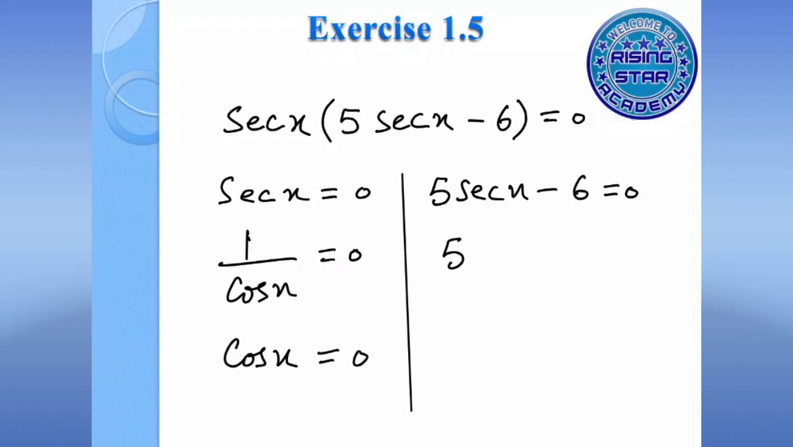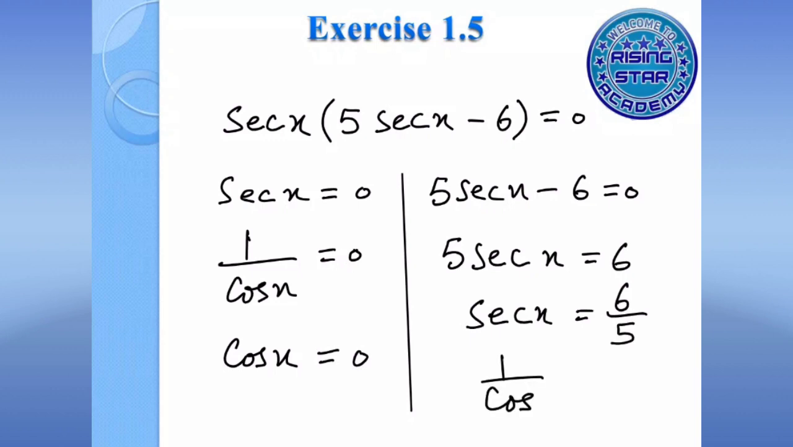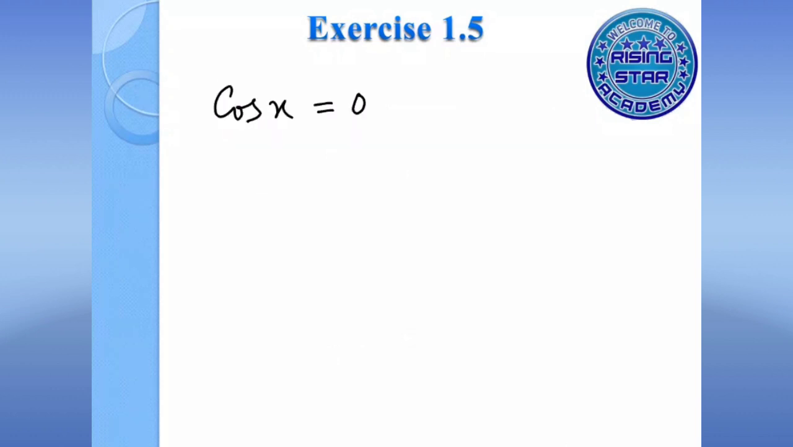So the same thing would be 5 secant x is equals to 6. Secant x is equals to 6 by 5. So that would be 1 over cos x. Now I will take the reciprocal to write the answer. So cos x would be equals to 5 by 6. Now we will simplify. So now we will find the basic angle.